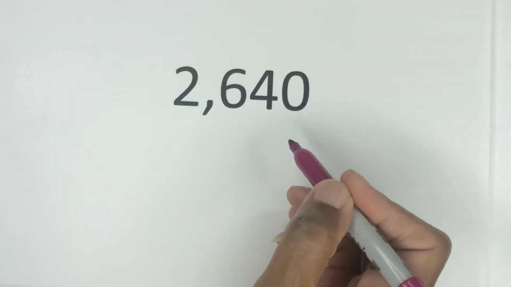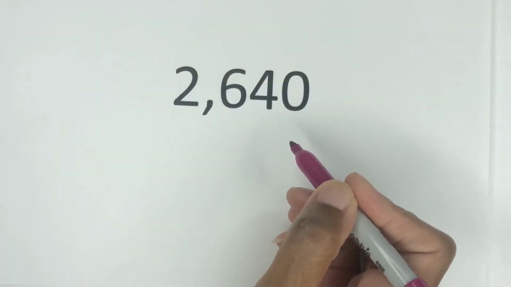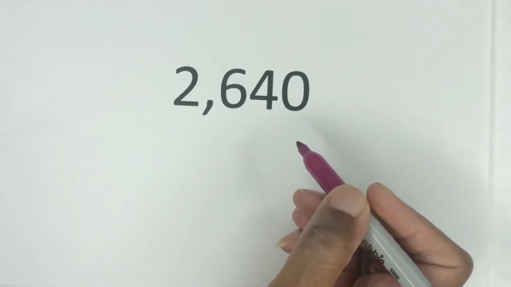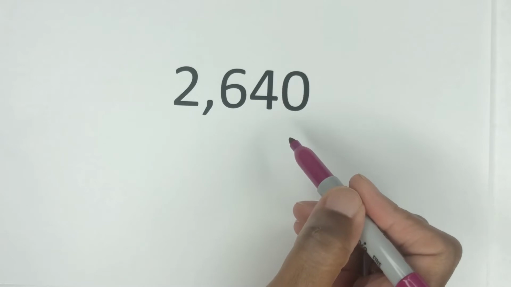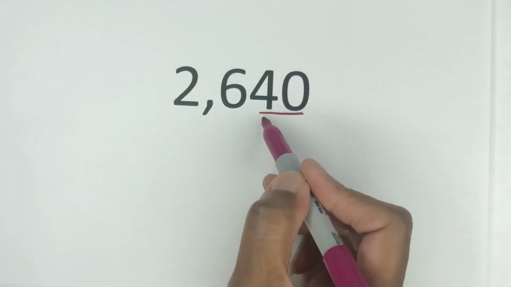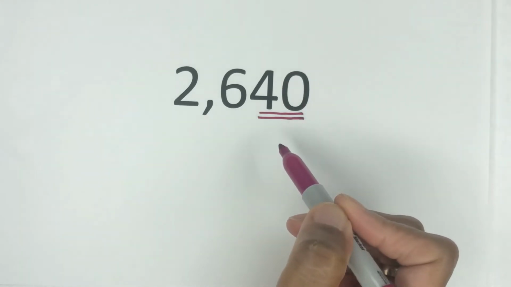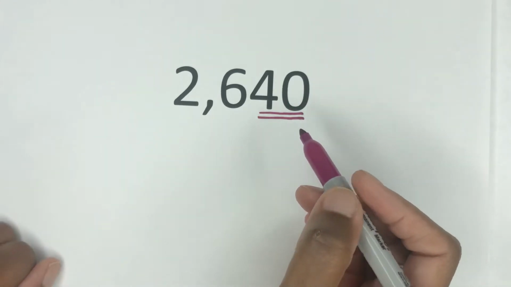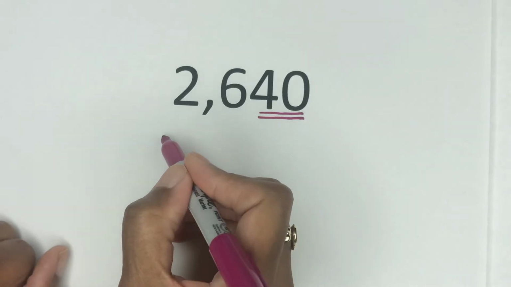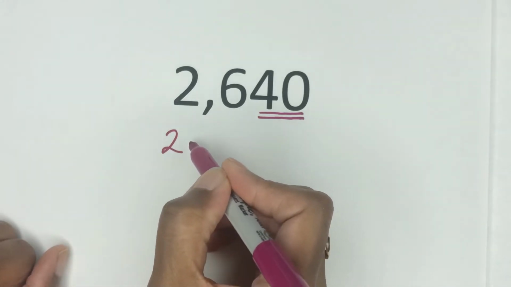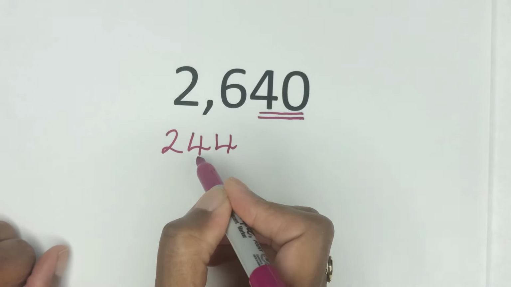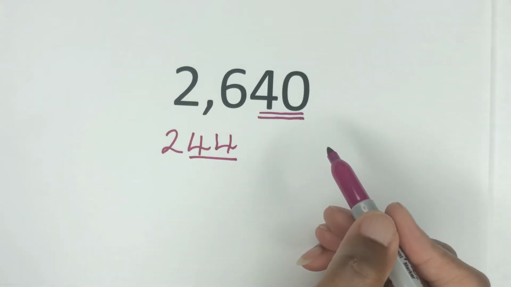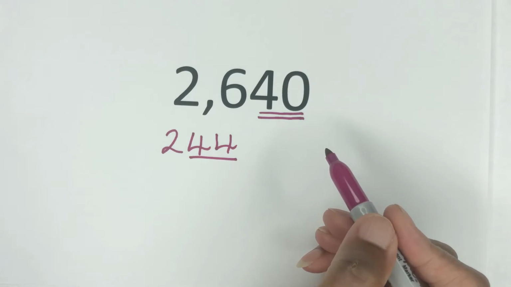You know a number is divisible by 4 if the last 2 digits can be divided by 4. So if you look at this number, 2,640, the last 2 digits are 40. So 40 can be divided by 4. If you had 244, these last 2 digits can be divided by 4. Therefore, 244 can be divided by 4.